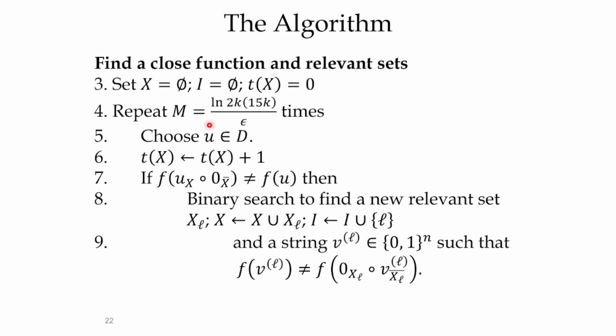Here in line 4, we enter a loop and repeat it m number of times, where m is equal to ln of 2k, 15k, divided by epsilon. Okay, so inside the loop in line 5, we choose a vector with the distribution d. In line 6, we increase the counter by 1 and perform this test over here in line 7.